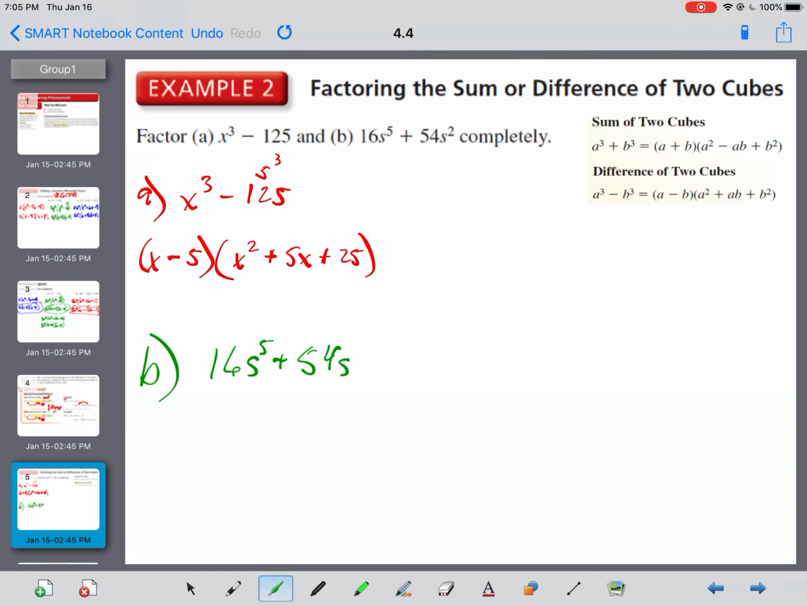16s to the 5th plus 54s squared. Okay, that's kind of a weird deal. We've got a squared thing in here. We're supposed to be looking for cubes, so we need to get that out of there. Plus, 16's not a cube, and 54, that I'm aware of, is not a cube. So what we do is get something out of there that goes into both of them. We know the s squared goes into both of them, so we can get that out of there.